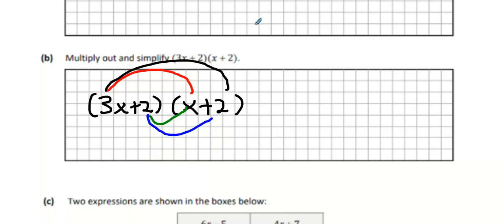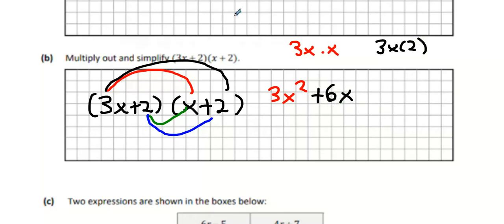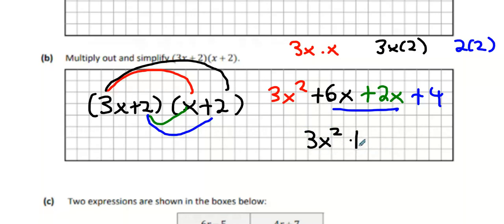What's the answer to the red line, lads? The red line. 3x multiplied by x, which is 3x squared. What's the answer to the black line? 3x multiplied by 2? 6x, okay? And then finally, what's the answer to the green line? 2 times x, 2x. And what's the answer to the blue line? 2 multiplied by 2? 4. Okay. Next thing, add the middle part together. What do we get? 8x.